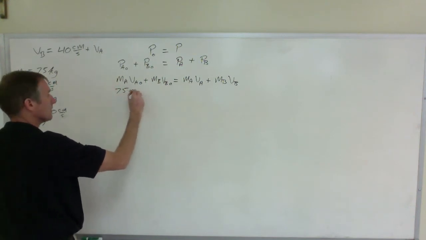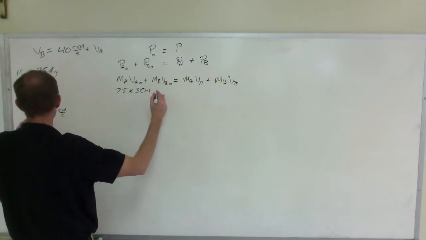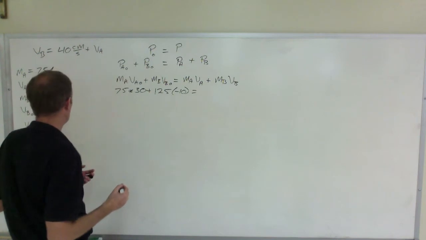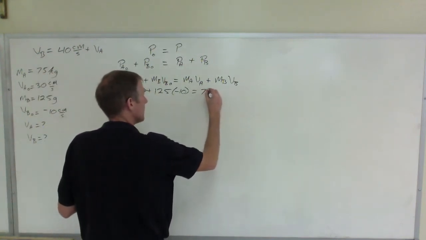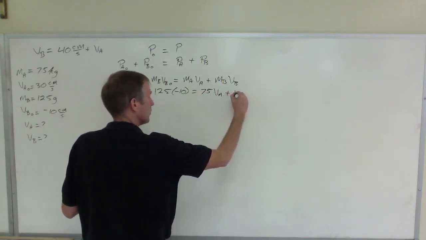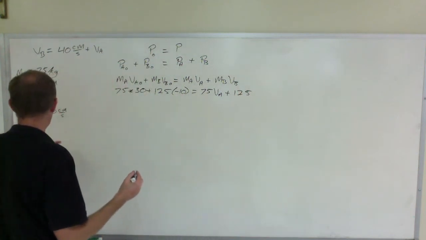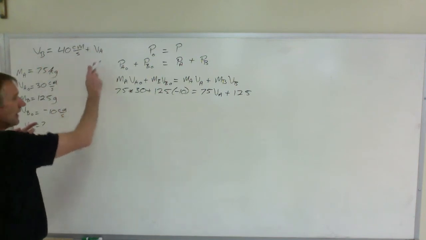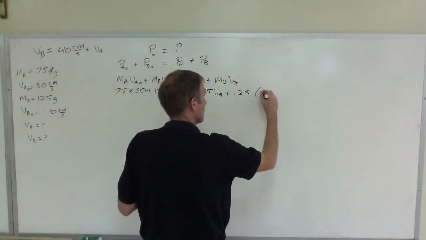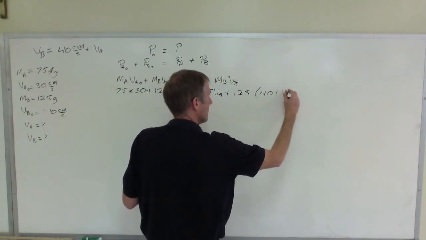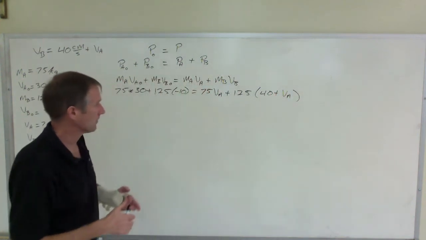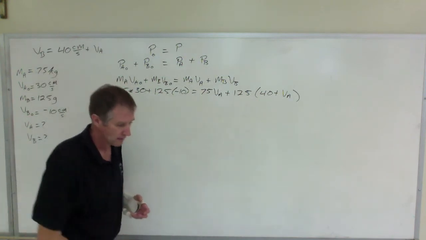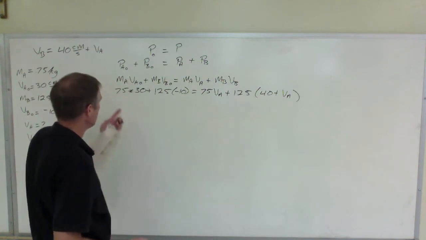75 times 30 plus 125 times negative 10 equals 75 times VA plus 125 for VB times, well, we just figured out this VB is 40 plus VA. Now it's a fairly simple problem. We only have one unknown variable, VA, and we solve for that.